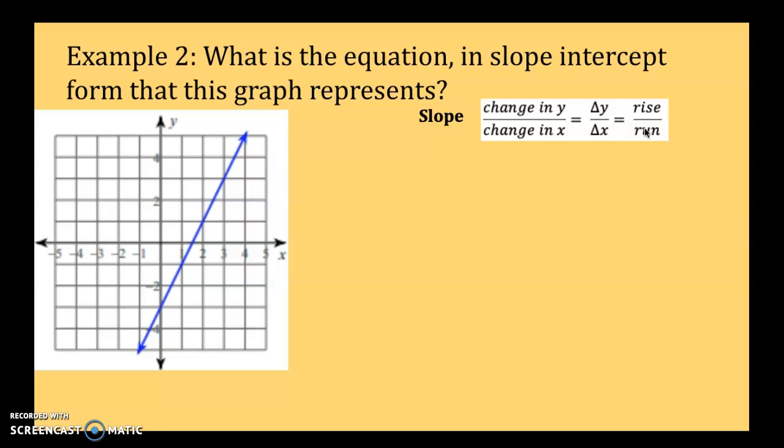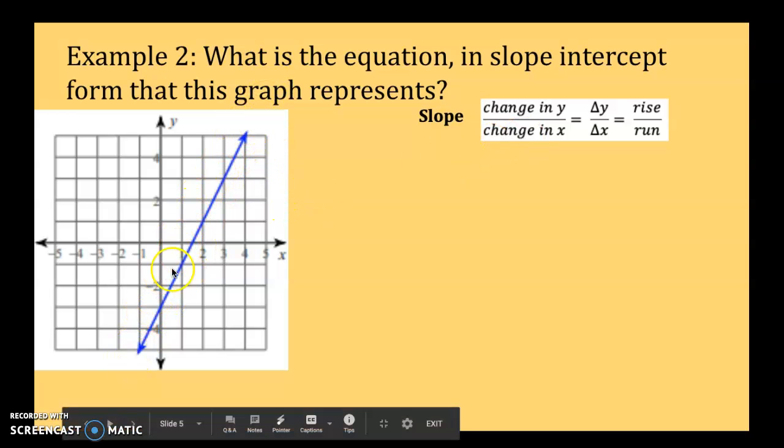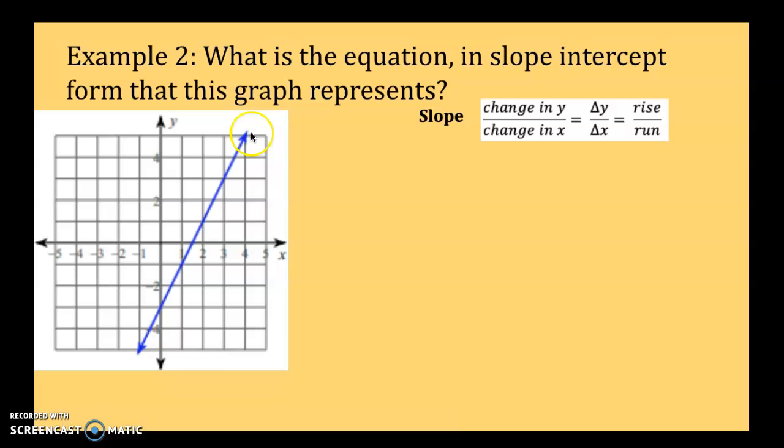We talked about counting and seeing the change from one point to another. I don't see any points identified on here. In my last video, I talked to you about how we don't use points like this, because this is in between 3 and 4 on the x-axis. I don't know exactly where it is. So I want to use points like this one because it's right where an x and a y line cross. That's what we're looking for.